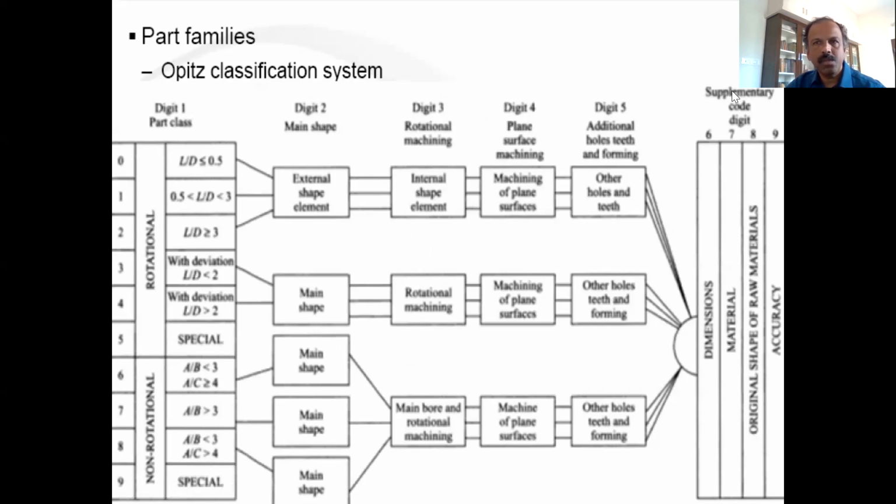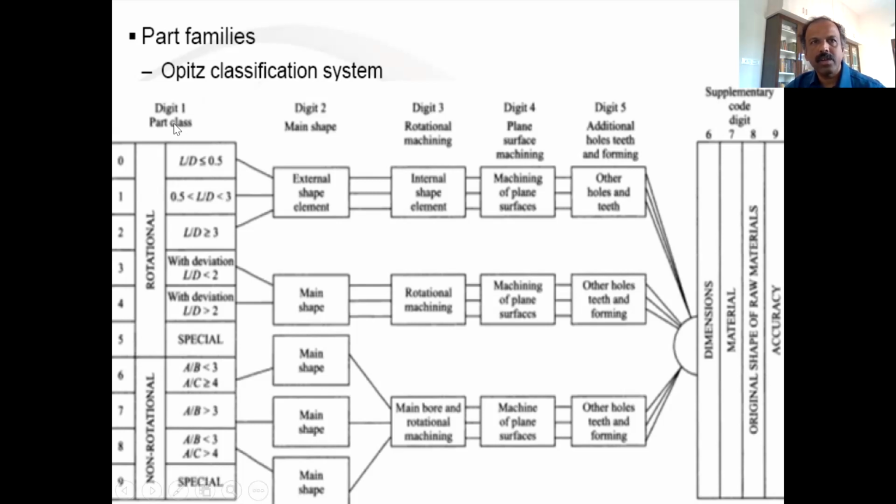Now, in the form code, if you notice clearly, we have digit 1. Please understand that the position of digit 1 can take any number from 0 to 9. Likewise, all the individual positions can take numbers from 0 to 9. That is what is to be understood.